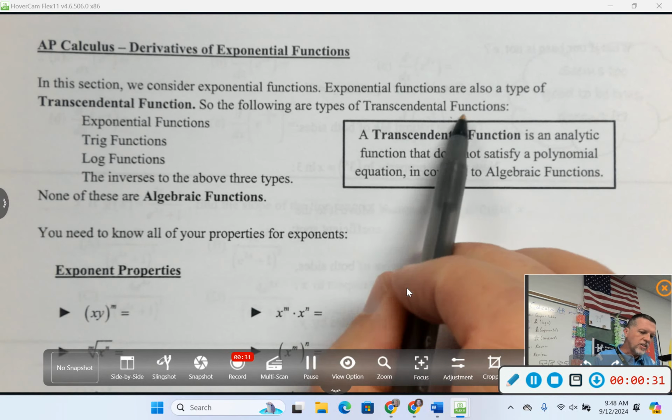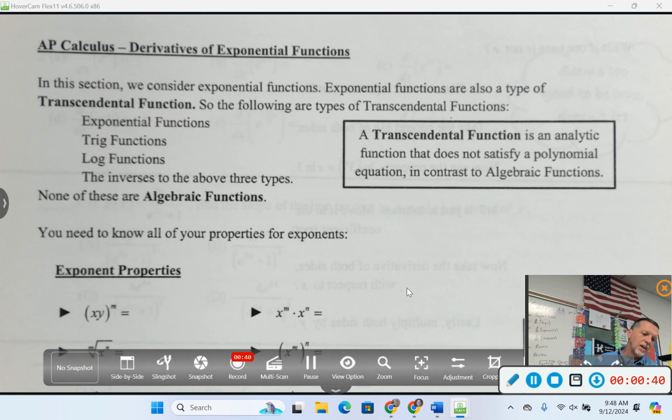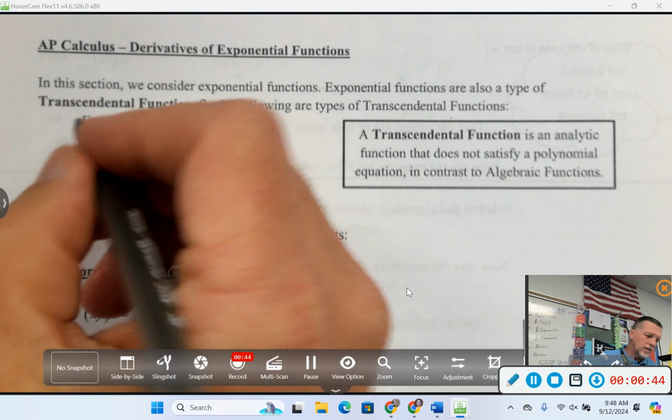So, exponential functions. This is actually an easy one. This one's kind of weird. It's also a transcendental function. Again, just means it's transcendental, not algebraic. You don't really need to know what that means.